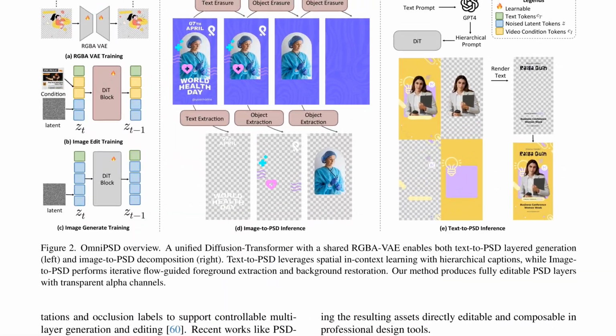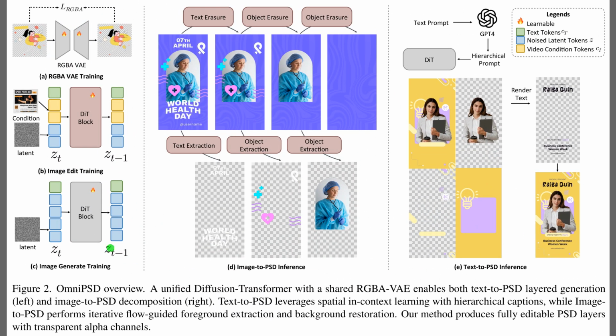Figure 2 explains how the system actually achieves layered PSD editing in both directions. The panels on the left show an RGBA variational autoencoder and diffusion transformer block that learn a transparency-aware latent space, so alpha channels stay intact. The central sequence illustrates image-to-PSD, where the model repeatedly erases text or objects and extracts them as separate transparent layers. On the right, text-to-PSD starts from a structured prompt, generates a grid of latent layers, and then restores clean, editable text by re-rendering fonts on top.